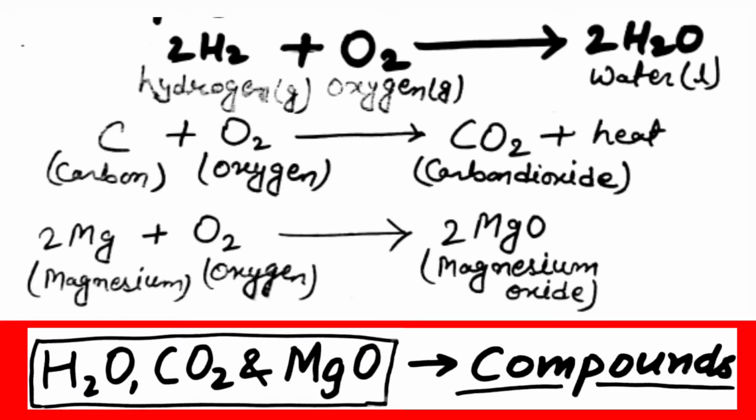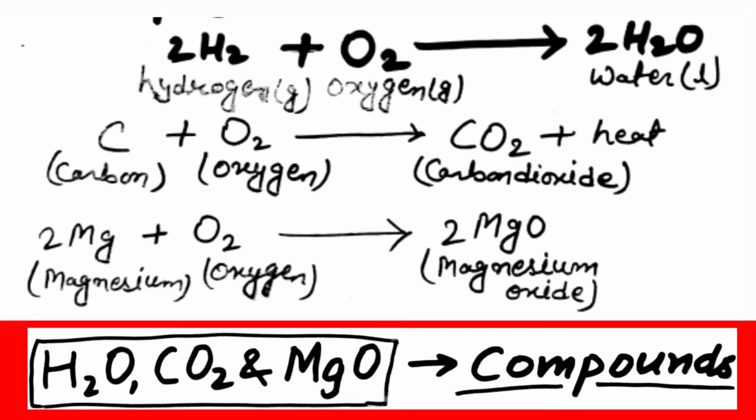When hydrogen reacts with oxygen, they form water molecule. Next example, formation of carbon dioxide. When carbon reacts with oxygen, they form carbon dioxide along with heat. Formation of magnesium oxide. When magnesium reacts with oxygen, they form magnesium oxide.